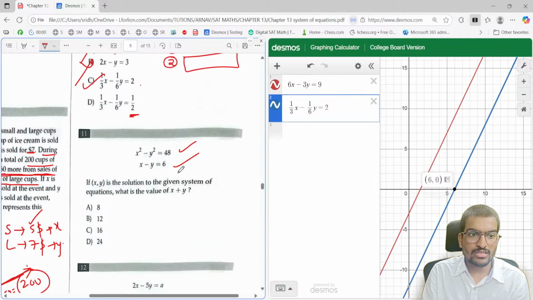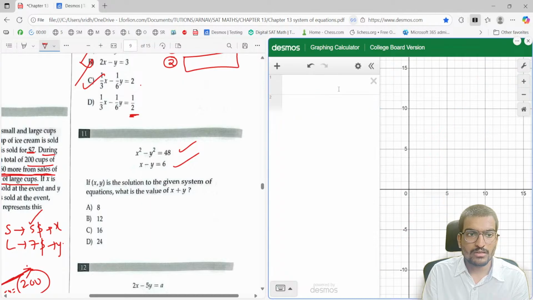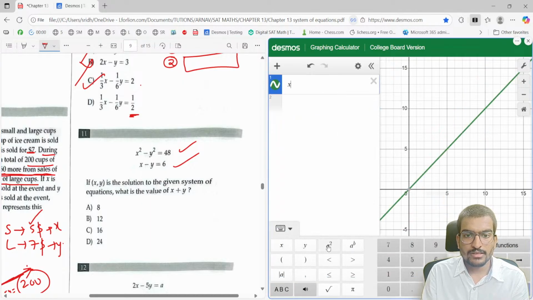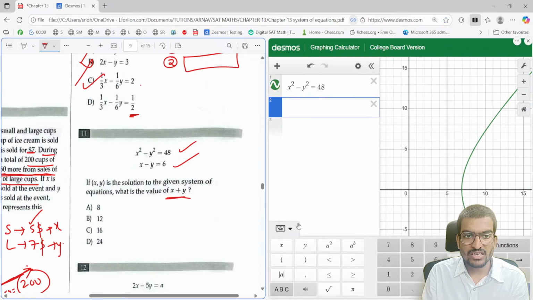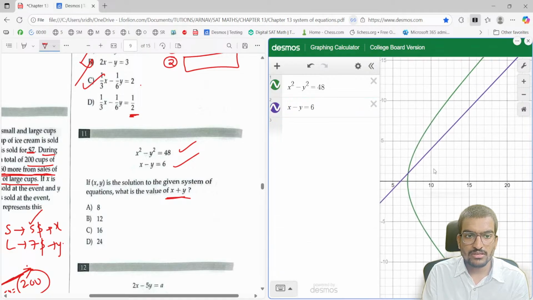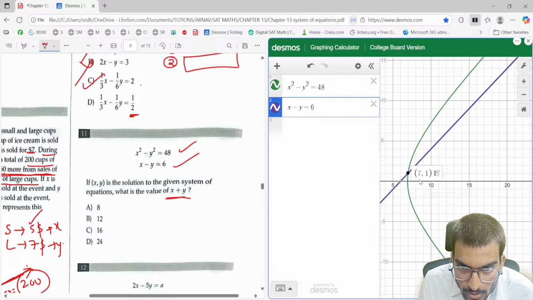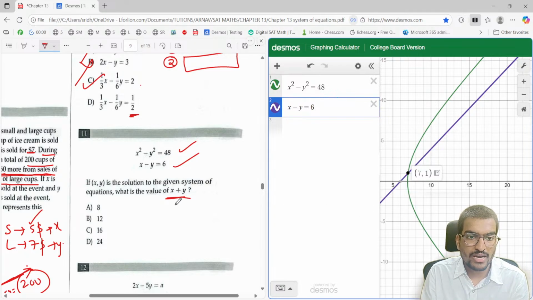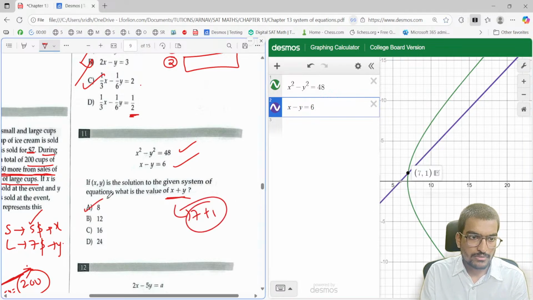They give two equations. If x comma y is the solution to the given system of equations, what is the value of x plus y? Let's input this, x square minus y square equals 48, and we just have to find x plus y. So I'm just directly inputting without checking much. x minus y equals 6, and you can see the meeting point is 7 comma 1, and we just have to add them up. 7 plus 1, which is 8.